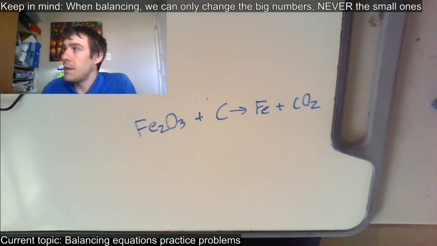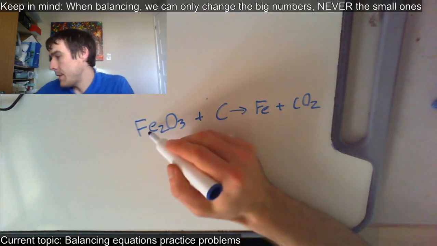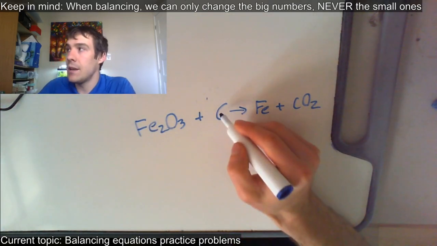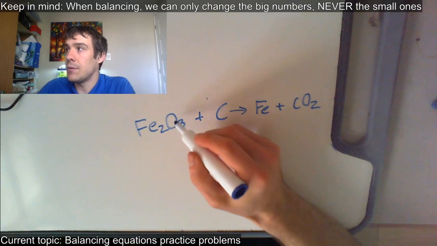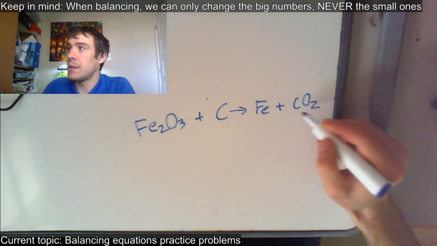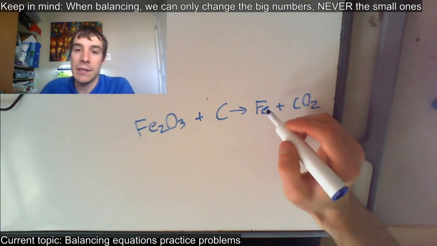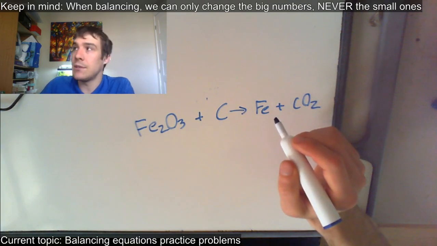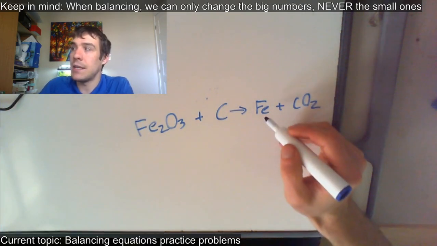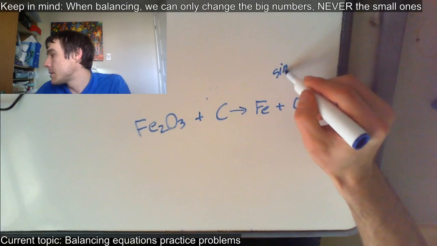This is our next one. What kind of reaction is it? Well, we have a binary here and a single. The carbon went over and took iron's place, right? The carbon is now with the oxygen and the iron's by itself. As my old high school teacher used to say, something starts single and something ends single. So this is single displacement.